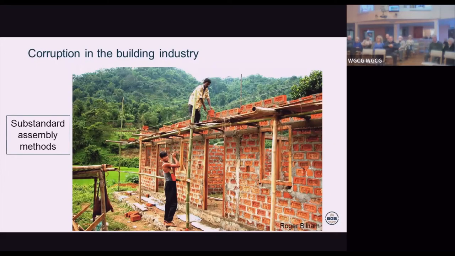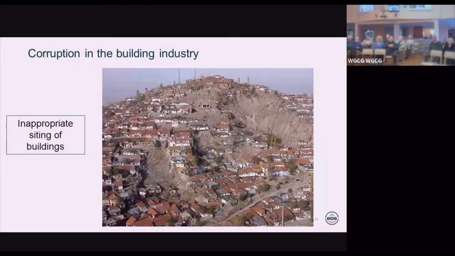But if you're a corrupt contractor, what you do is you put 1 rod down and pocket the money for 3, fill the rest up with cement, and no one knows. No one can see inside that pillar. And that's a form of corruption that makes that whole house weaker when it comes to shaking. Another form of corruption is putting buildings where there shouldn't be buildings.